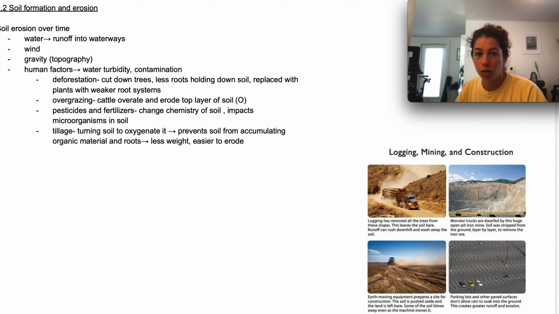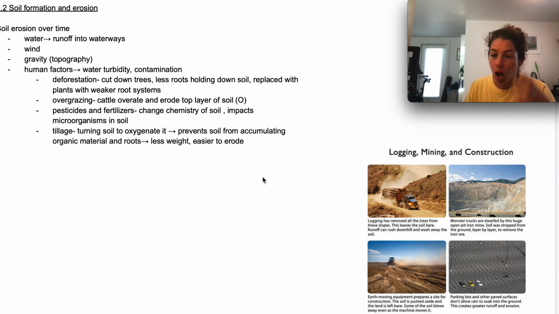So we talked a lot about how soil erodes over time. Water can run that soil into waterways, wind, gravity, topography. And then humans also can impact soil erosion over time. We talked a lot about farming and farming techniques that increase soil erosion. Deforestation, whenever you cut down trees, those roots are holding your soil in place. So deforesting can increase soil erosion rates. And then tilling, which we talked about also in Unit 5, turns soil over and it can then be easily eroded off.